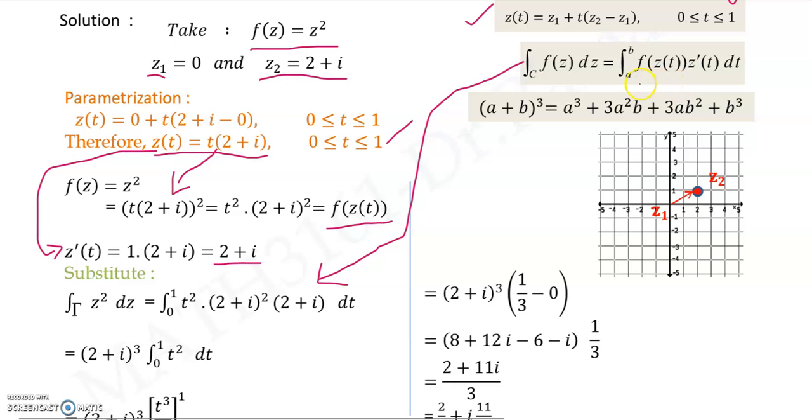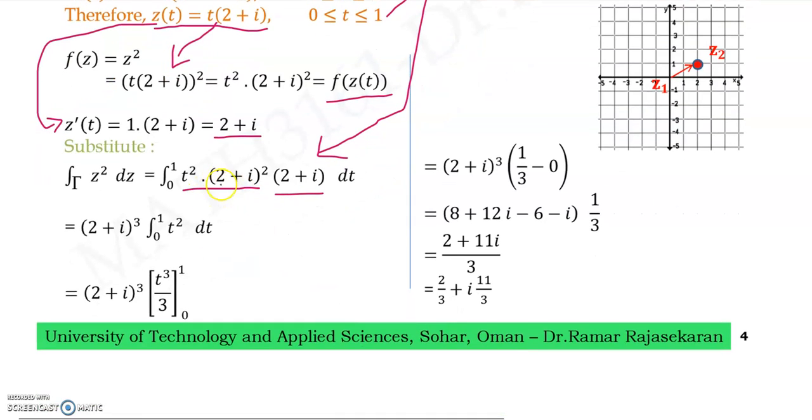Then you write f of z of t, which is t squared (2 plus i) whole squared. So I write here t squared (2 plus i) whole squared, multiplied by, as in the rule, z dash of t, which we have calculated as 2 plus i. So we substitute everything and integrate with respect to t dt. Now (2 plus i) squared is a constant, and 2 plus i is also a constant, so take them out of the integration. So (2 plus i) whole cube, integral 0 to 1 of t squared dt.